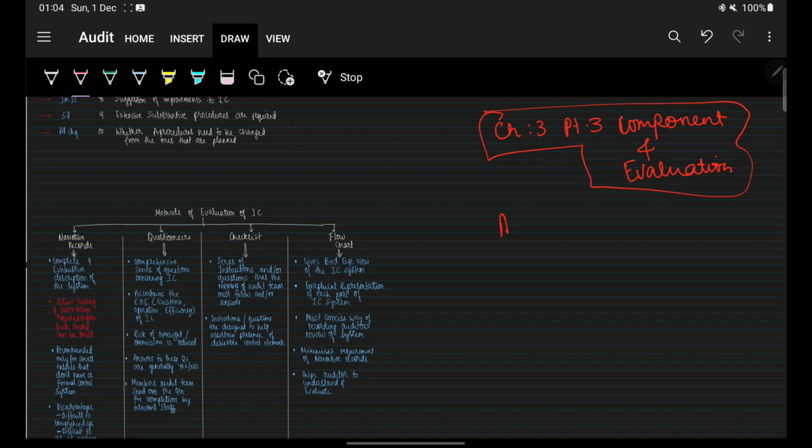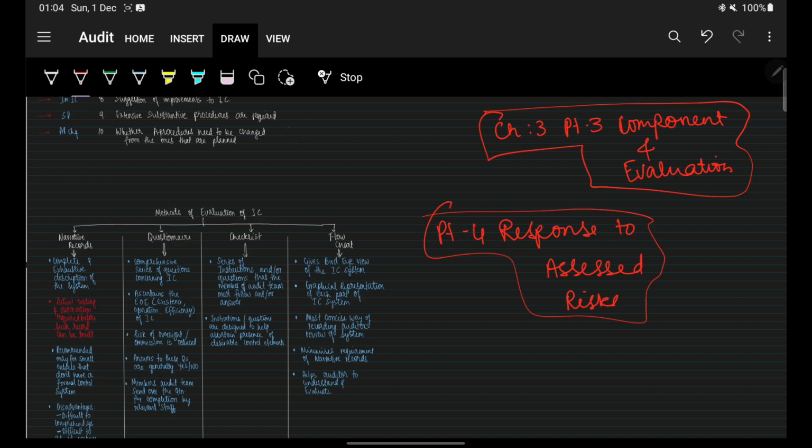The next part is response to the assessed risks. This is part 4, response to assessed risks. This is actually covered under SA330.